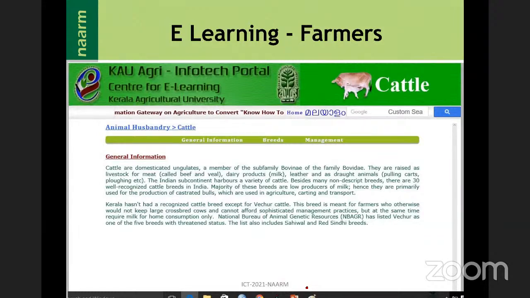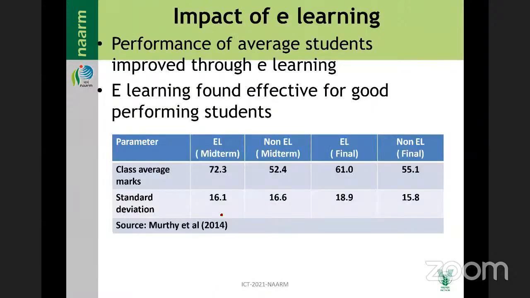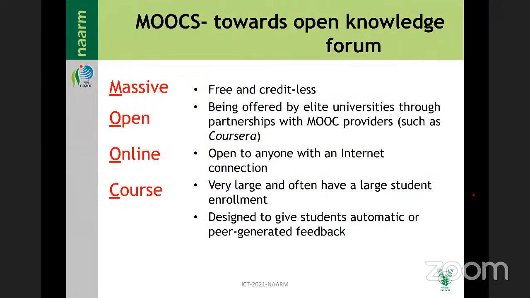Impact of e-learning: performance of average students improved through e-learning. E-learning was found effective for student performance, class of EL midterm, non-EL. EL means e-learning. Midterm, final 61, non-EL 55%. So class average of a student, because midterm exam non-EL, suppose it is only 52%. E-learning means it is 72%. Survey also it is 16.1, but here 16.6.